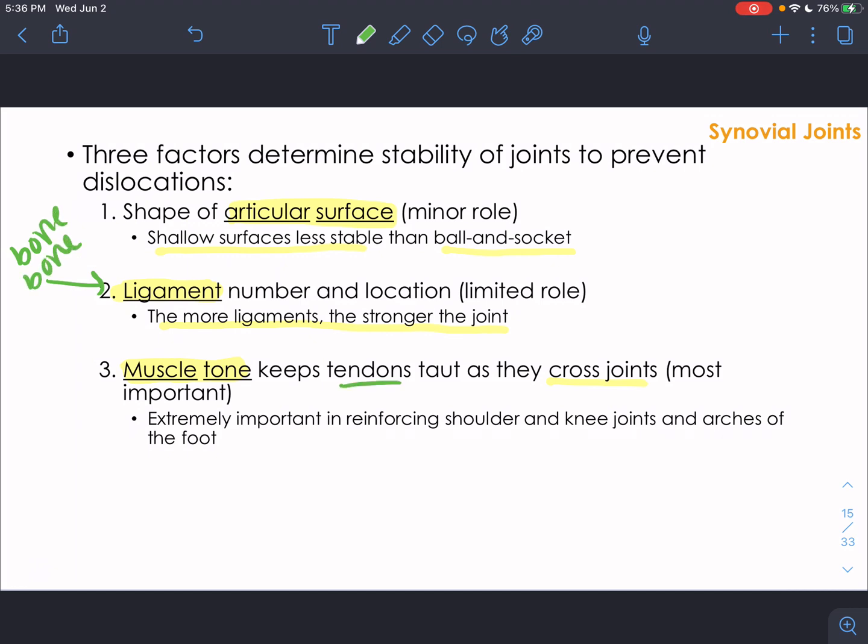Tendons are muscle to bone. As those tendons cross the joint, if we have good muscle tone, it's going to help reinforce these joints, and it's especially important in the shoulder and knee joints, as well as the arches of our foot, which you wouldn't really think of, but there's a lot of weight that's going to be put on there, so it's really important.